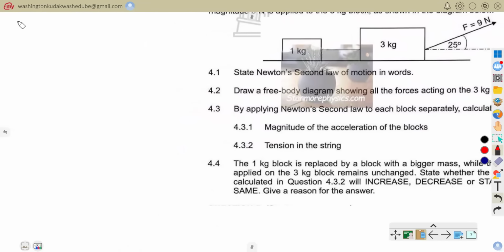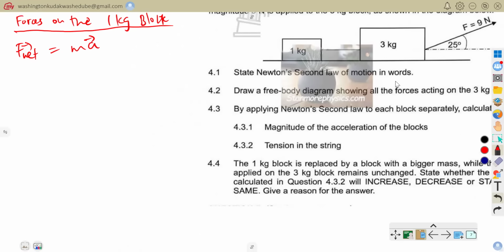So let's take, for example, forces on the 1 kg block. So for the forces on the 1 kg block, we are going to use Newton's second law. F net is equal to what? To mass times acceleration. Now, what are the forces that make F net here? There is no force acting this side. There is only tension. So we can actually say tension is equal to mass times acceleration. That is 1 times a, that is simply equal to the acceleration there.